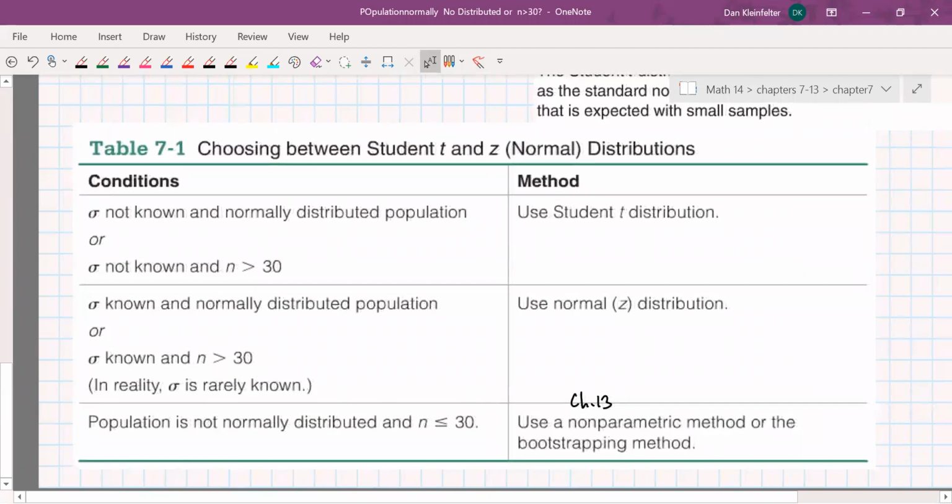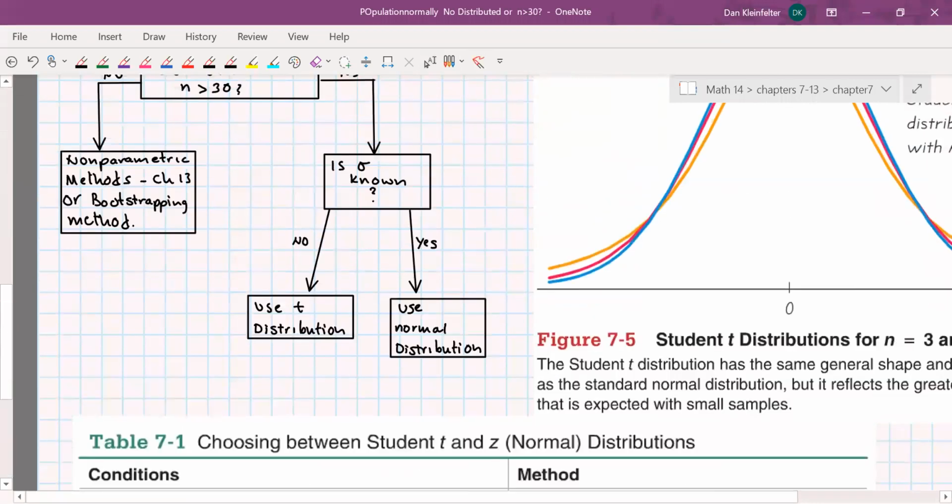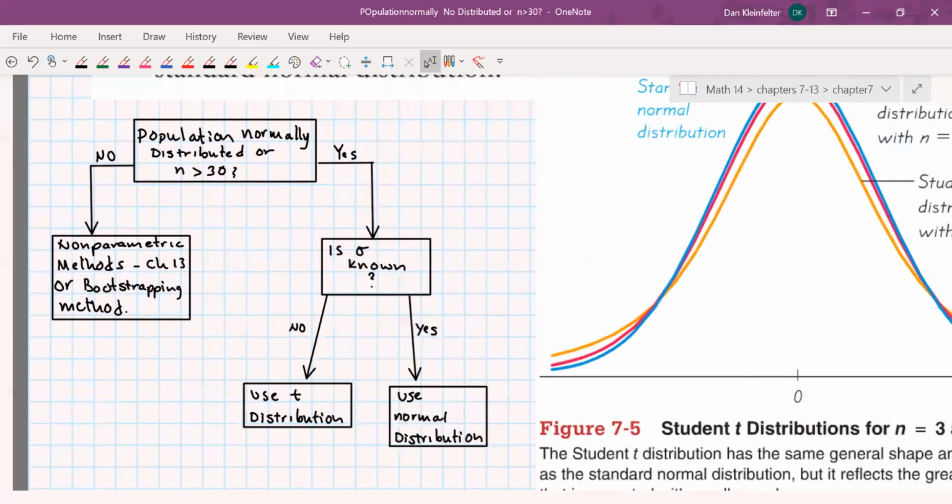That's this table 7.1 shown here. I'll leave it to you to really look at this. I think the directions here were kind of confusing because they repeated some information about n being greater than 30 and so forth. So I'd recommend using this flow chart off the notes right here.